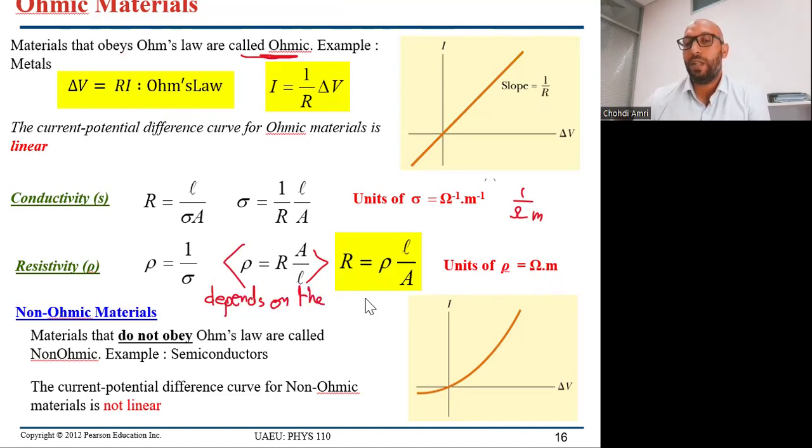On the material, that means each material has a value of resistivity. For example, copper has a resistivity, aluminum has a resistivity, iron has a resistivity, but it's independent of the shape and the length of the material. It depends on the material and the temperature. We will discuss these two sentences in detail.